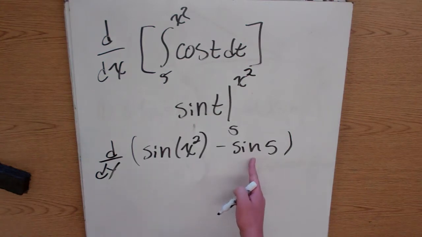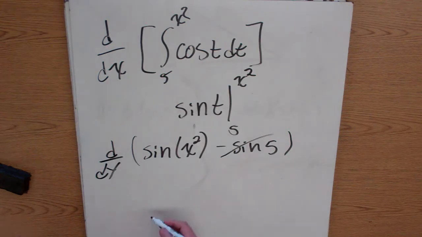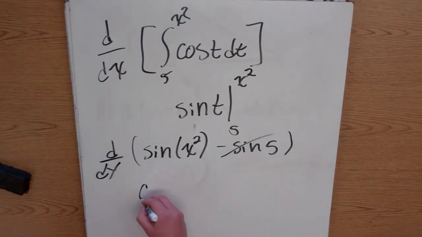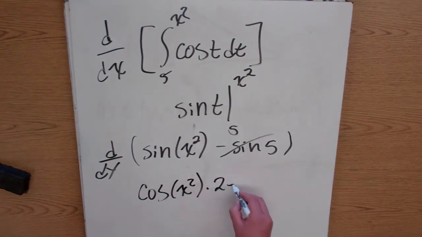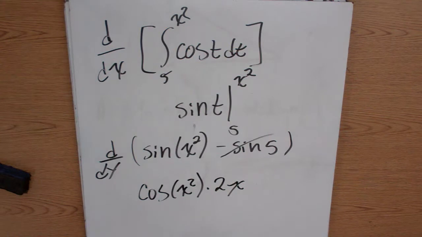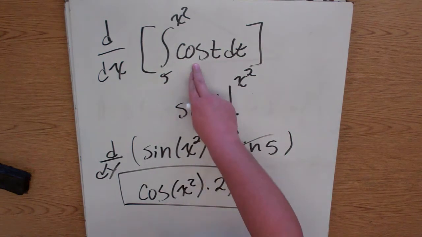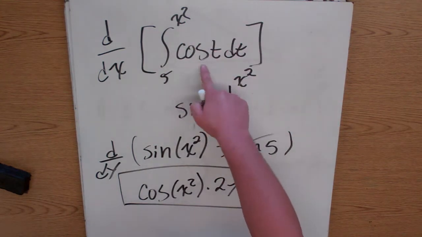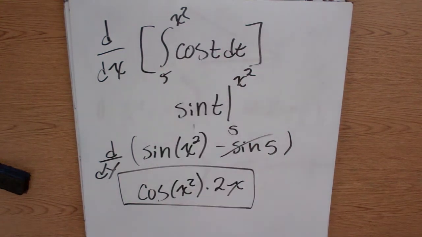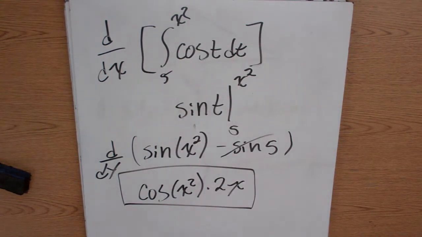This is going to be a constant, so that's gone. So we're just going to take the derivative of this guy. Remember, this has to be chain rule. You take the derivative of the outside, which is cosine of x squared, times the derivative of the inside, which is 2x. So this here is our final answer. As you can see, the shortcut when you have a trig function in here and a variable up here is just the cosine of that variable times the derivative of that. So the cosine of x squared times 2x, which is the derivative of x squared.